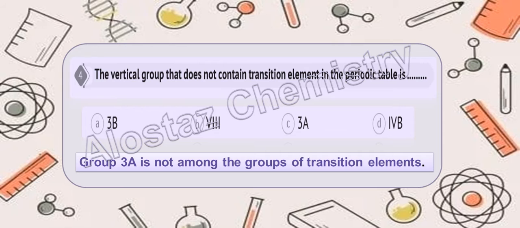We have group 3A not among the groups of transition elements, so the right answer here will be letter what? Letter C. Okay, let's go to question 5.